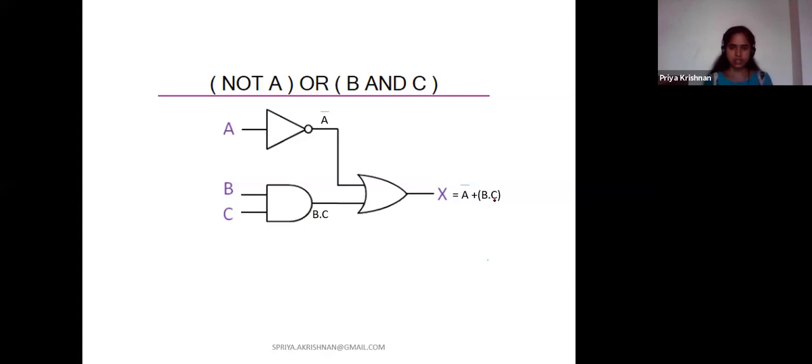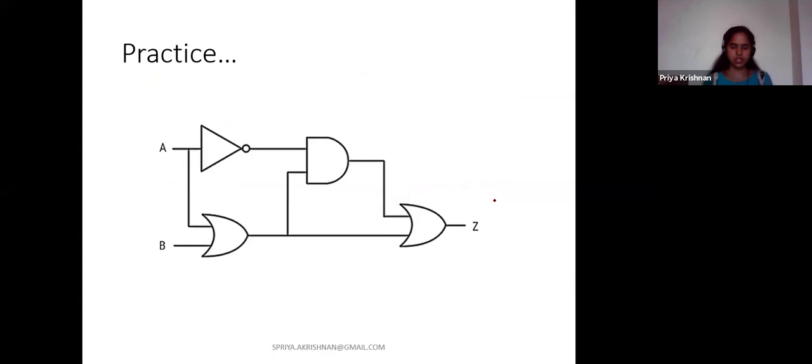So I have an exercise for you. You can practice it and come for tomorrow's session. Tomorrow's session is on the same digital topic, combinational circuits. We'll move to the next session of this one. So you can practice this exercise and join tomorrow's session, which is scheduled at 4 o'clock tomorrow. Any doubts, you can post them in the chat window.